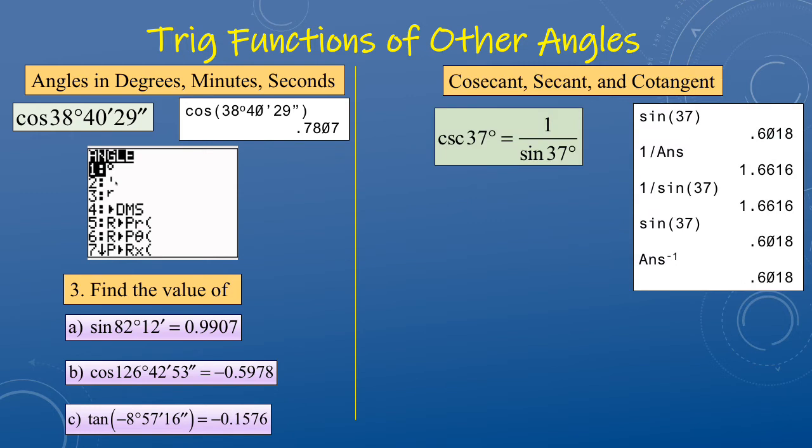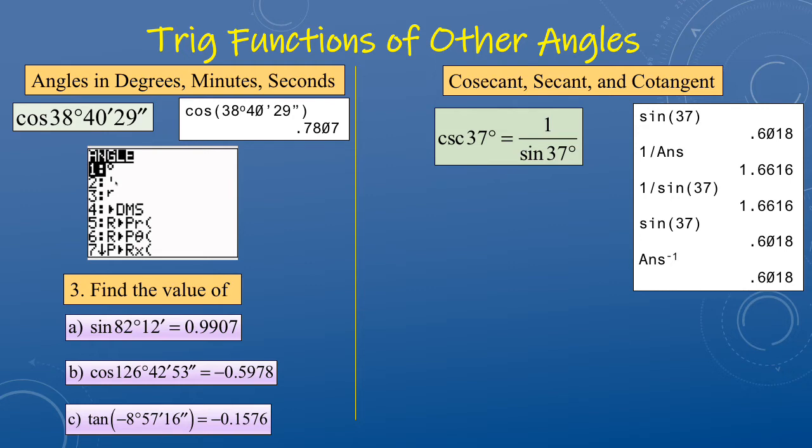Note that there are no keys for the cosecant, secant, or cotangent functions on your calculator. No calculator has them. We can find them easily because we use the fact that the sine and cosecant functions are reciprocals of each other, as are the cosine and secant functions and the tangent and cotangent functions.